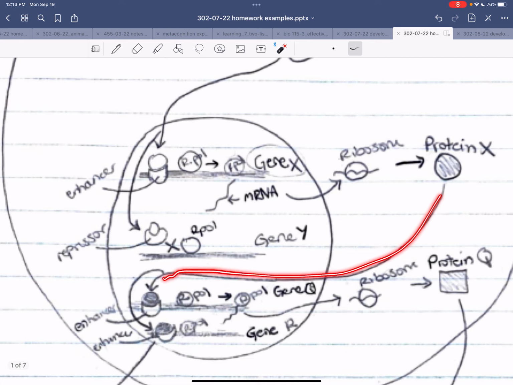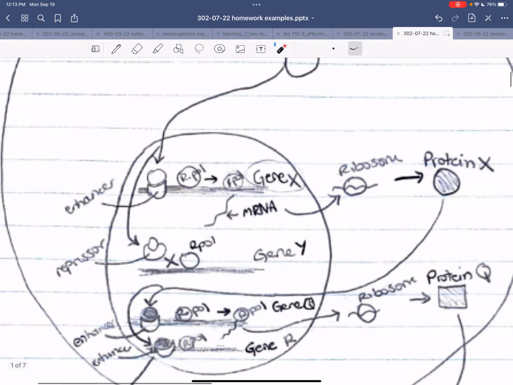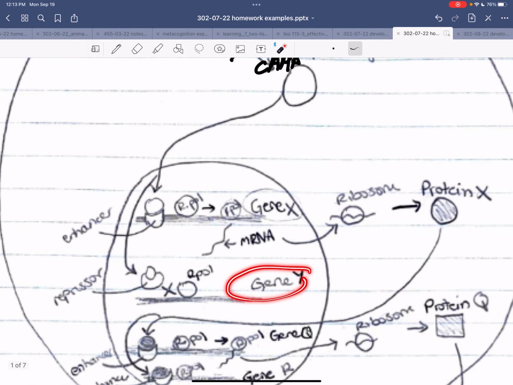It then moves into the nucleus, binds to an enhancer binding site on gene Q. So we get messenger RNA, and then through a ribosome, we get protein Q. And same thing for gene R. In each case, it's noted these are enhancers. Remember, I also wanted to repress gene Y. And so here's our cyclic AMP binding to a transcription factor down here and repressing gene Y.